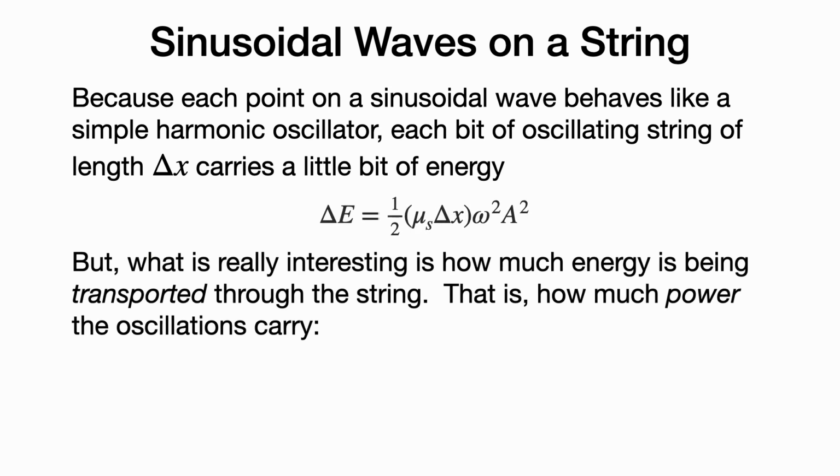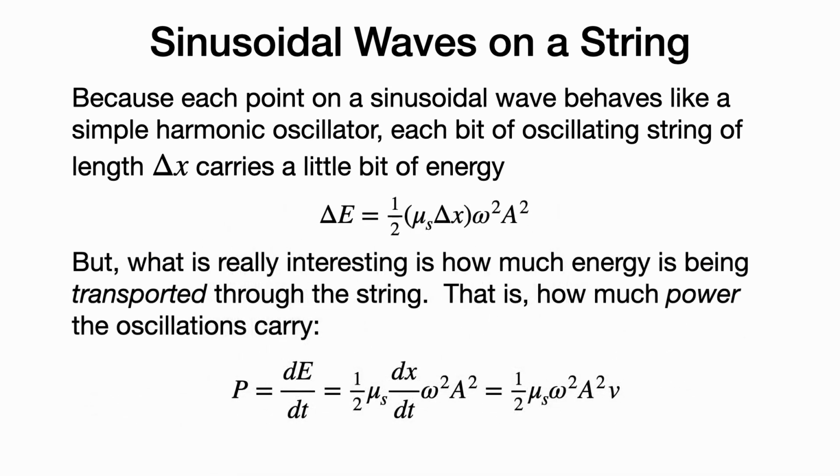Now, while this is interesting, what we're really interested in is how much energy is being transported through the string. That is, how much power the oscillations carry. And power, of course, is given by the rate of change of the energy, and we can express this as 1/2 the mass per unit length of the string times omega squared times the amplitude squared times the speed of propagation of the wave. And notice that this equation is specific for a string since it involves the mass per unit length of the string, but similar formulas will hold for different mediums. But the details, of course, depend on what medium the wave is traveling through.